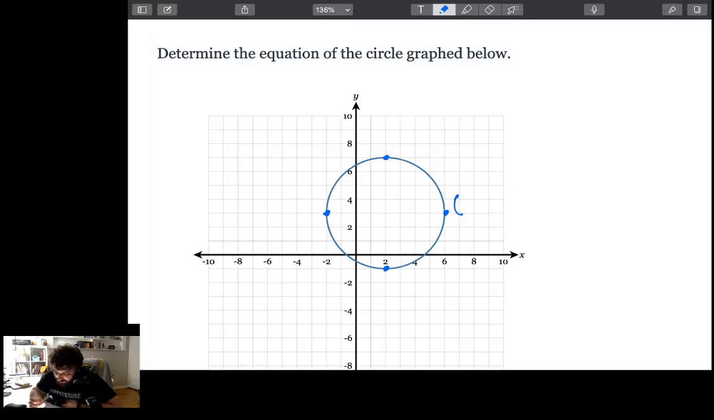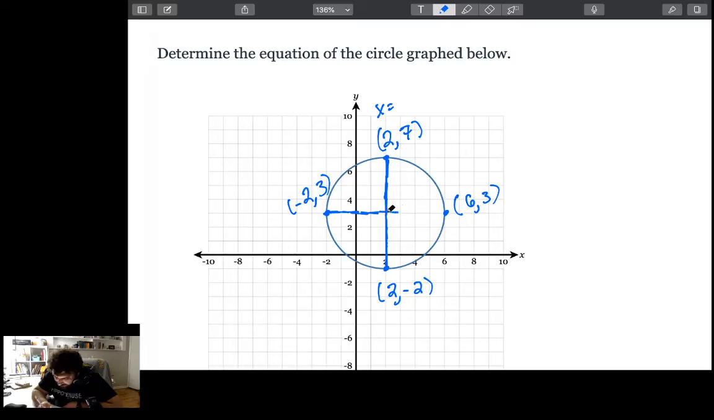Once you get it, it'll be a little faster to do all this. I'm looking at a coordinate here at 6, 3. Up top, I've got 2, 7. Off to the right at -2, 3, and down at the bottom here at 2, -2. I hope you guys remember lines that go vertically up and down are x equals lines. Lines that go horizontally, that's right to left, are y equals lines.